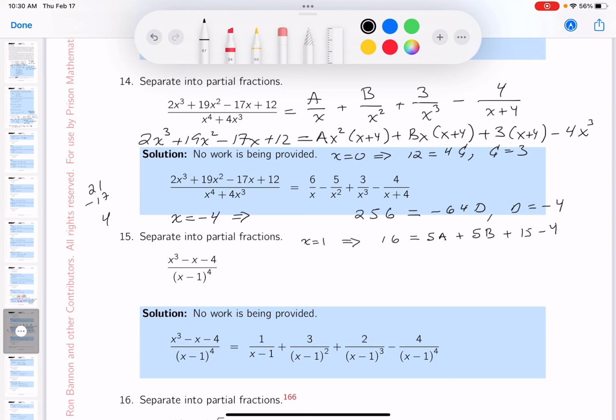So let's see what you'd get. You'd get 5 equals 5A plus 5B. Let me just check, see if that's good. Yep. And what does this give me? 1 equals A plus B. All right? Let's try another easy number.